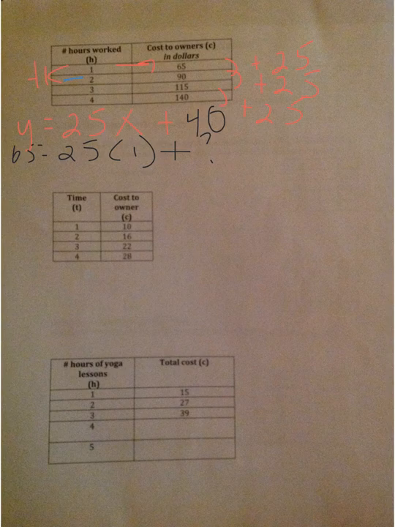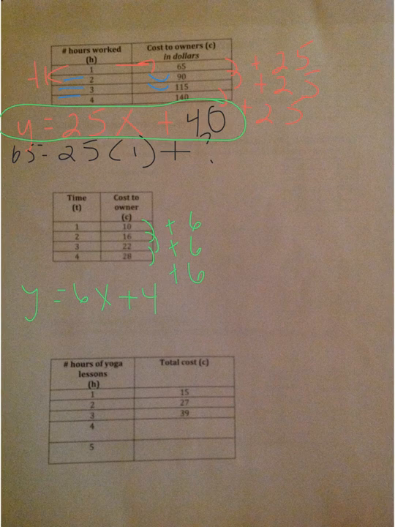Well, let's see if this works for 2. So if x is 2, 25 times 2 is 50. 50 plus 40 will give you 90. Okay, what about 3? 25 times 3 is 75. 75 plus 40 will give you 115. And then 25 times 4 is 100 plus 40 will give you 140. So we have 25x plus 40 is this equation. Why don't you go ahead and try this next one. Pause the video and see how you do.